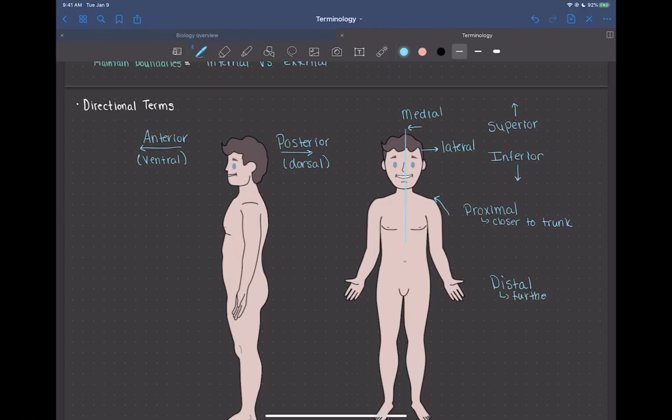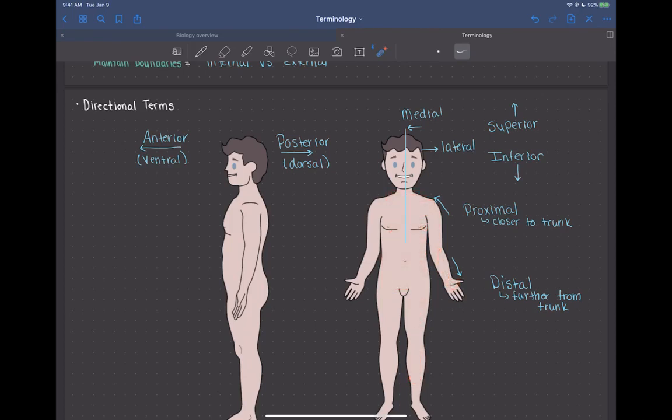Sounds pretty straightforward. You use this with the limbs. So you use proximal and distal when you're referring to the arms or the legs. The trunk of the body, just so we're clear, would be right here. When we're talking about the arms, proximal would be closer to the trunk, distal would be further away. And for the legs, proximal is closer to the trunk, distal further away.